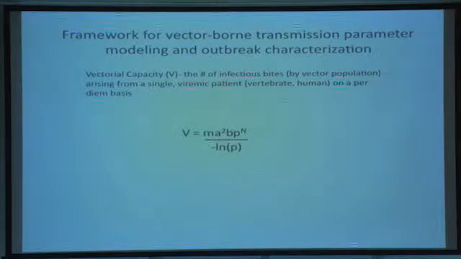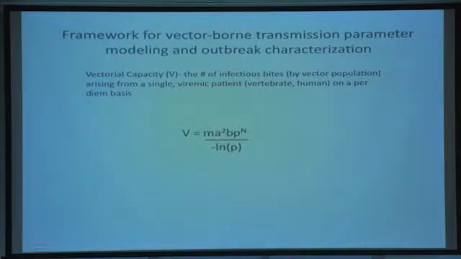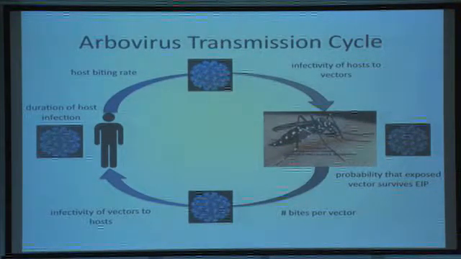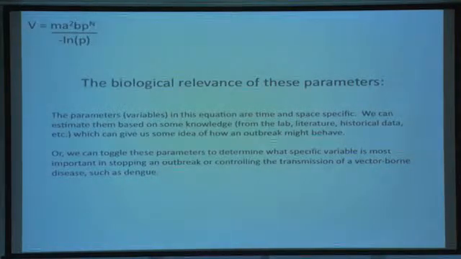So the framework for us here is vectorial capacity. Here it is again in this form. Now let me show you the arbovirus transmission cycle. If we take these terms from vectorial capacity and we lay them over a stylized transmission cycle here, we can see essentially in the temporal flow of events where these different parameters lie. And so you have the infectivity of a host to vectors, you have the number of bites, infectivity of the vector to the host, duration of infectivity of the host. So let's go through some of these things here.